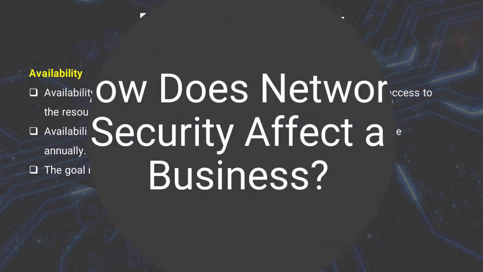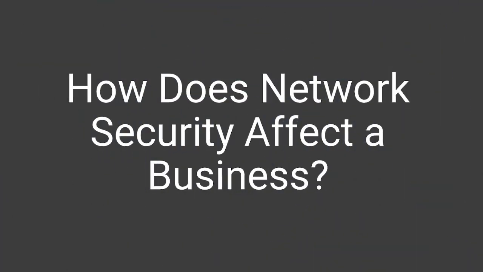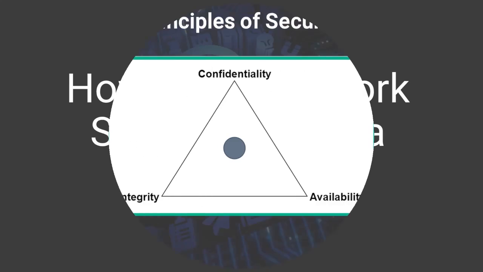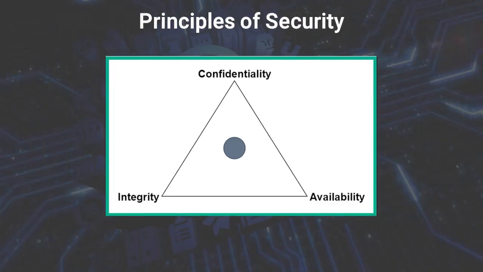So now the big question: how does network security affect a business? Let's take a look at this diagram. This is the CIA triad. An organization tries to maintain a balance between these three components. If a system, a network, or even a device or anything within an organization is compromised, the threat actor focuses on affecting or compromising at least one of these components.